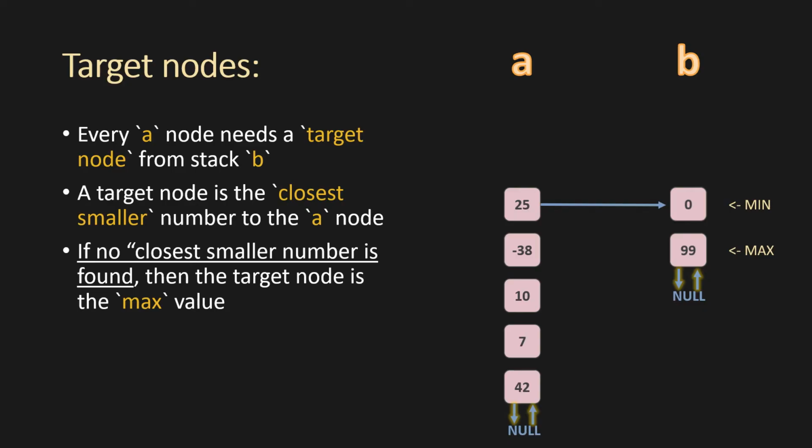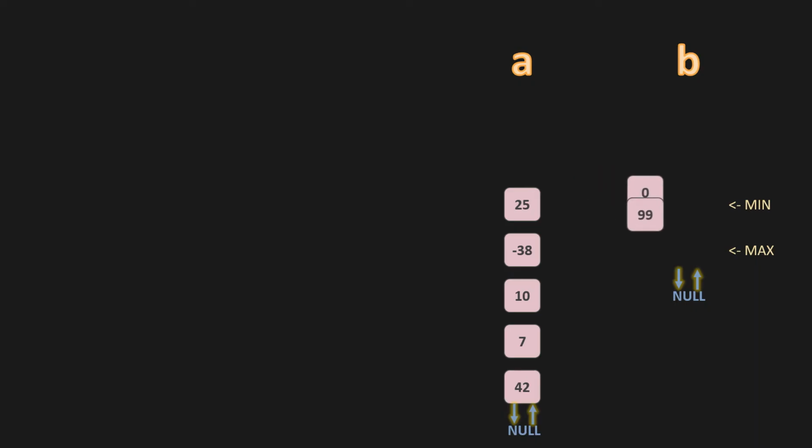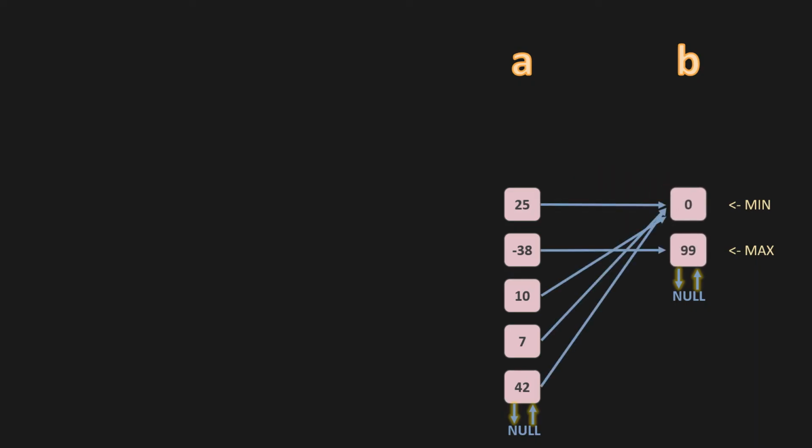For example, minus 38 here. In B, there is no number that is smaller than minus 38, so its target node will be the max value, which is 99 in this case. Our target node for number 10 will be 0. Our target node for 7 is 0. And our target node for 42 is also 0. In this configuration of the program, every A node is now assigned its target node.